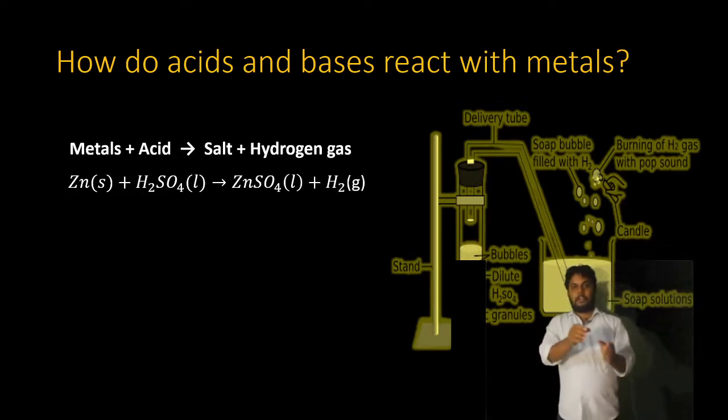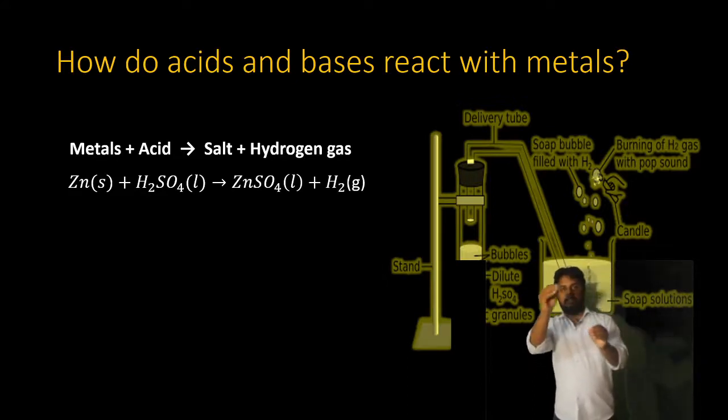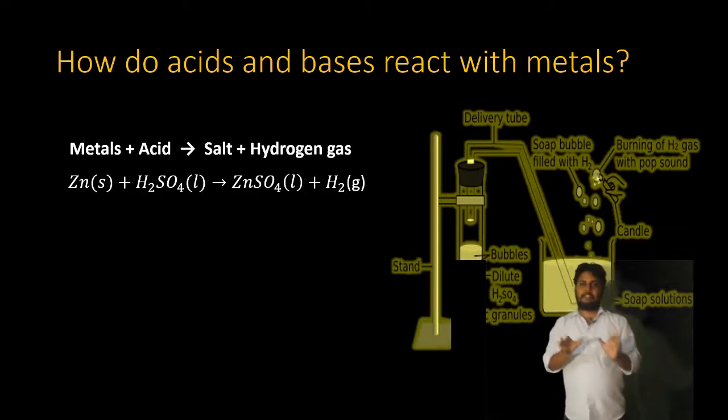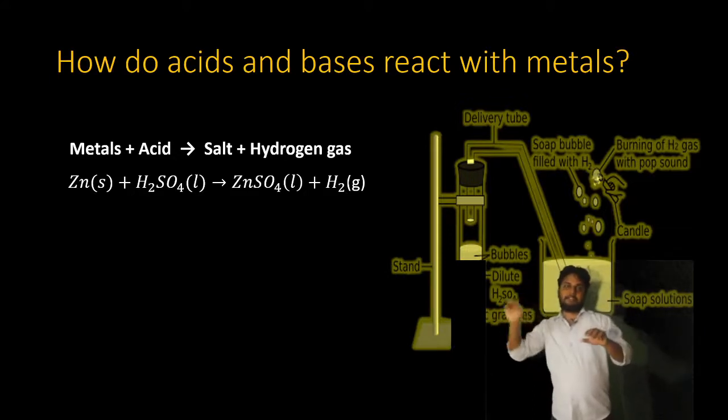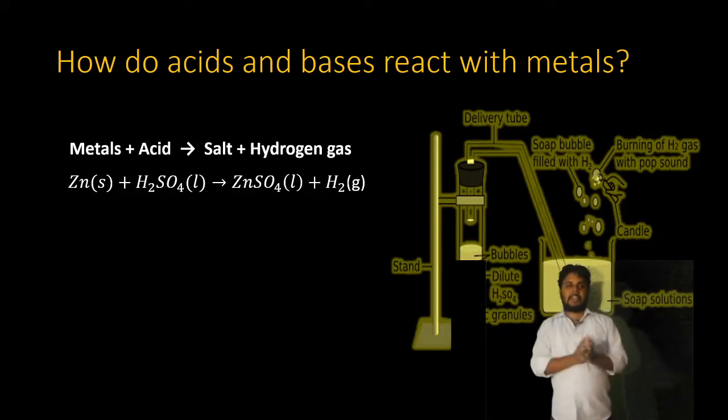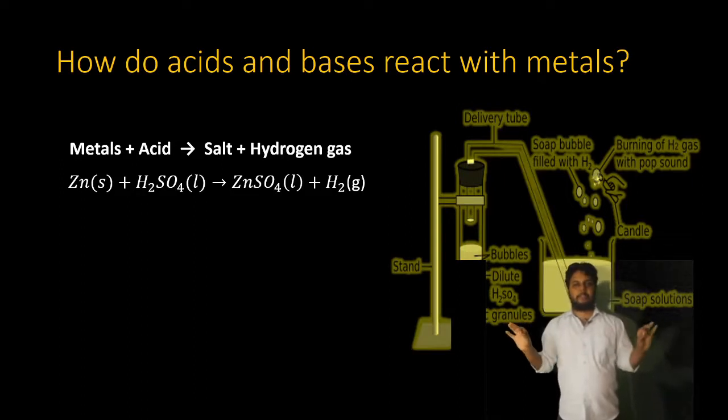What happens? Your zinc will combine with the SO4 in the H2SO4 and form zinc sulfate, plus H2 gas will be released to the other side. It means hydrogen gas is displaced. What is displaced? Hydrogen gas is displaced. So this happens when your metal reacts with acids. That you need to understand very well.